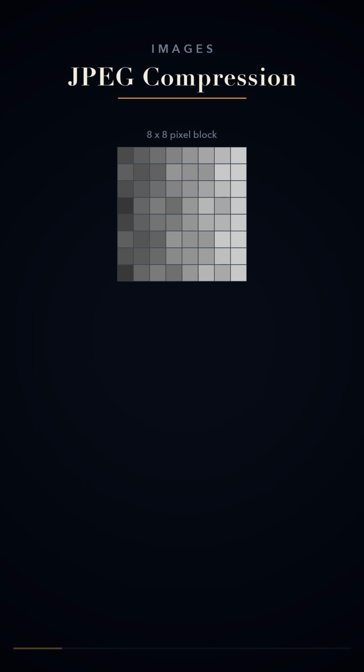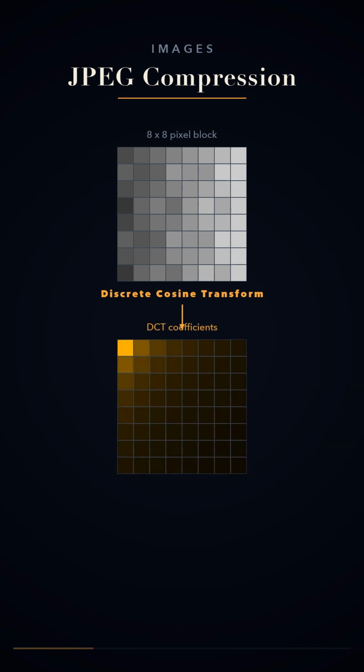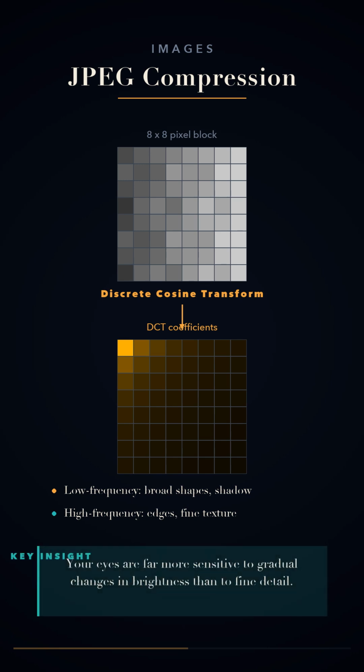Instead of frequencies in time, think of frequencies in space. A photograph is a grid of pixels. JPEG divides that grid into 8 by 8 blocks, 64 pixels each. Then it applies a variant of the Fourier transform called the discrete cosine transform to each block. This converts 64 pixel brightness values into 64 frequency coefficients. The low frequency coefficients capture the broad shapes, the overall light and shadow, the general color. The high frequency coefficients capture sharp edges and fine texture.